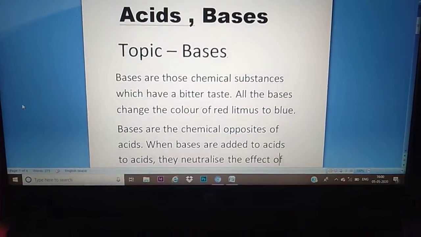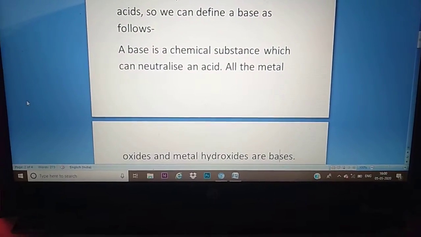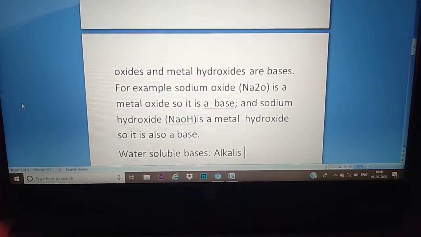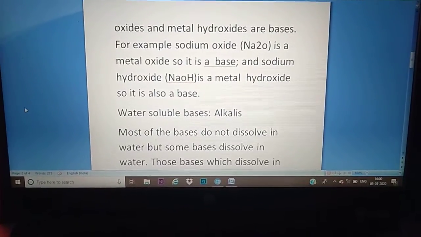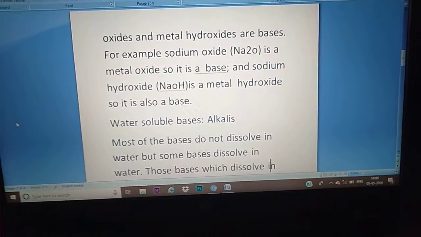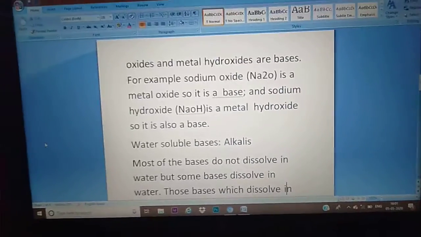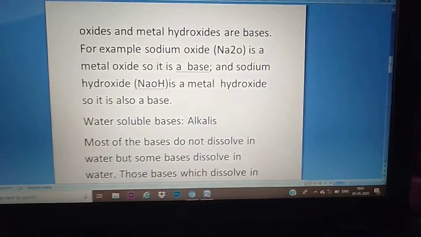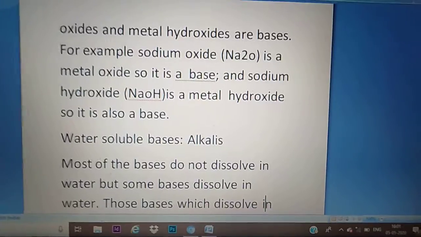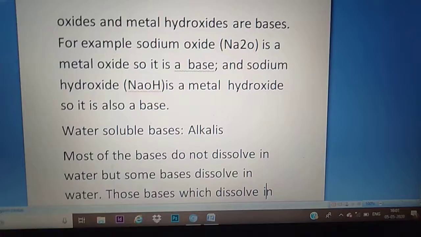So we can also define a base like this: a base is a chemical compound or substance which can neutralize an acid. Now all metal oxides and metal hydroxides are bases, like sodium oxide or calcium oxide. It is a metal oxide, so it is a base. Or a metal hydroxide like NaOH, that is sodium hydroxide, or Ca(OH)2, that is calcium hydroxide, can also be called a base. So either a metal oxide or a metal hydroxide can be called a base.